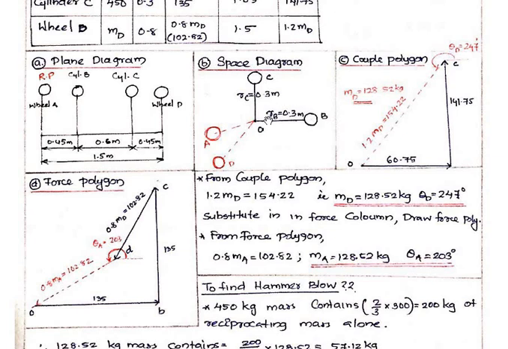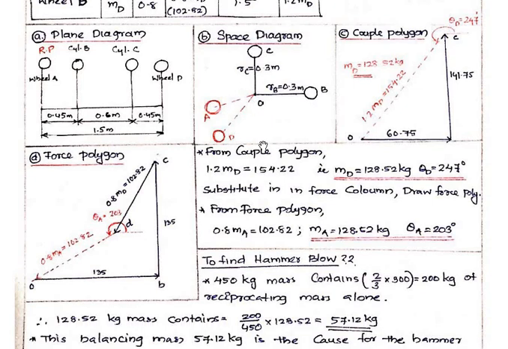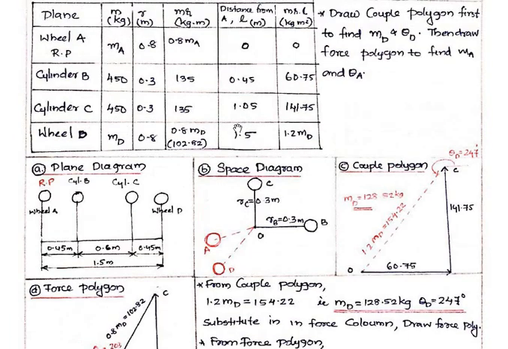We find that the two unknowns, A and D, are at right angles to each other. Next we can proceed: the distance is taken from the reference plane. Next you will get a column MRL. This is the column to draw our couple diagram or couple vector diagram. So here there is only one unknown, 1.2 MD.